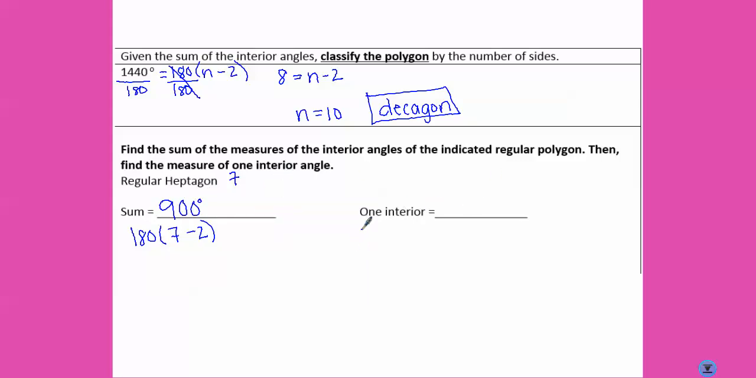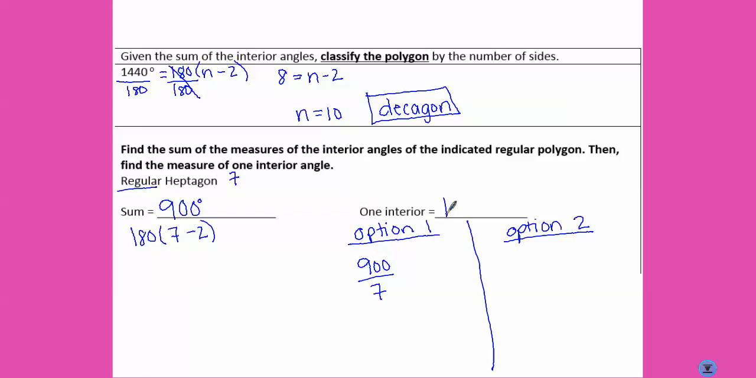Now, to find one interior angle, there's 2 options. Option 1 is going to be easy because we already know the sum. Option 2 is going to be easier when we don't have the sum handy. So, since we know the sum is 900 degrees, since it's a regular heptagon, we know all the angles are the same, so we're just going to divide this by 7 to give us 128.6 degrees.